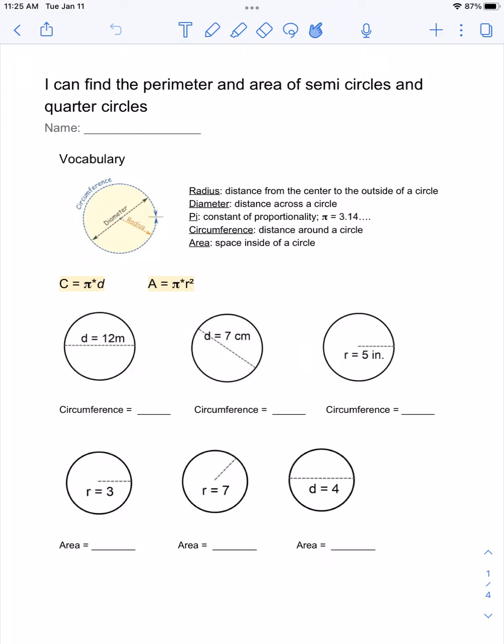Hi, 7th graders. Today's learning target is I can find the perimeter and area of semicircles and quarter circles. Before we get to what a semicircle and quarter circle is, let's review some circle vocabulary.